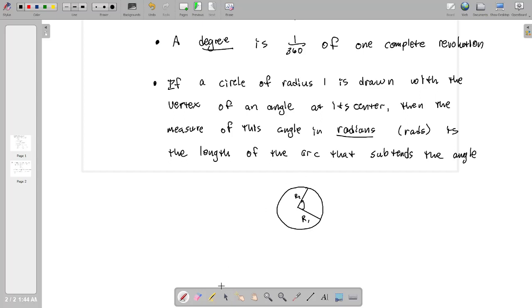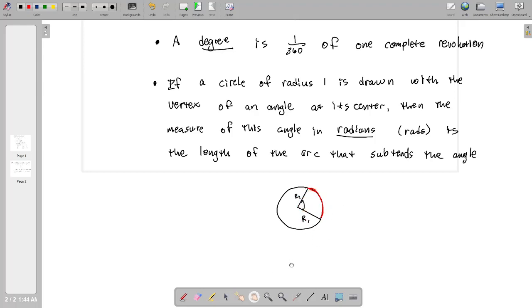Now, what I mean when we say we subtend the angle, it's going to be the length of this part of the circle. This arc subtends this angle. Now, the reason that we say radius 1, that we have a circle of radius 1, is so that we can use this length here, the actual length, as a measure for the angle.